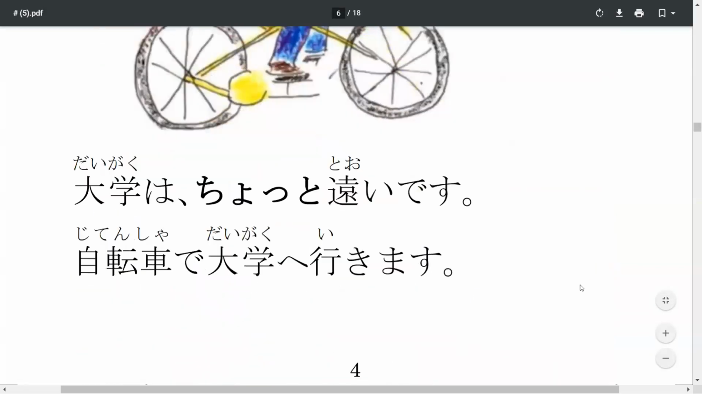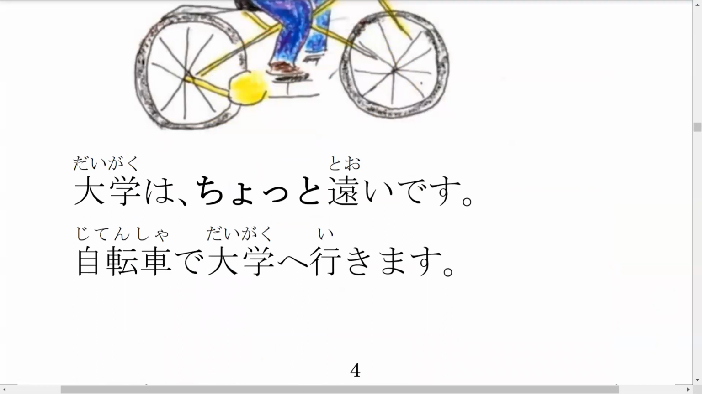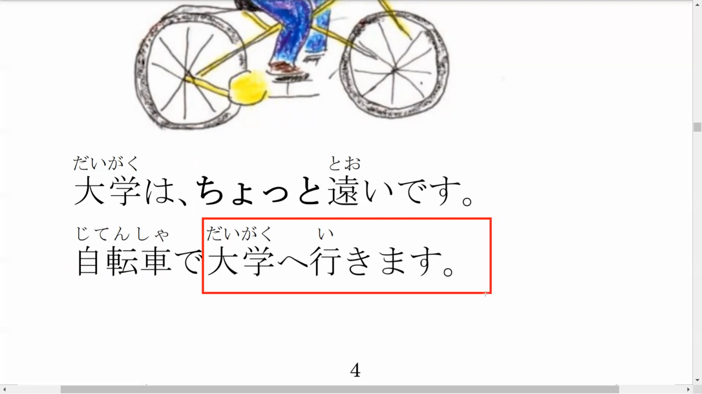Then we have here the adverb of quality. We have daigaku wa, the university, chotto, a little bit, and we have toi. Toi means far. So we're saying the university is a little bit far. Then jitensha is our bike. That is the adverb of manner, for doing the action. So via bike, I go to the university.